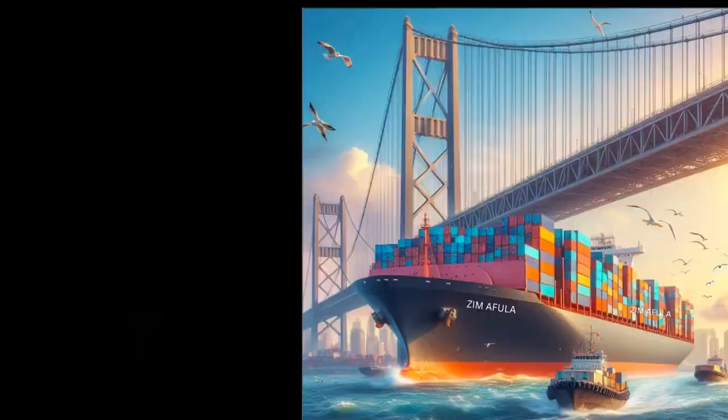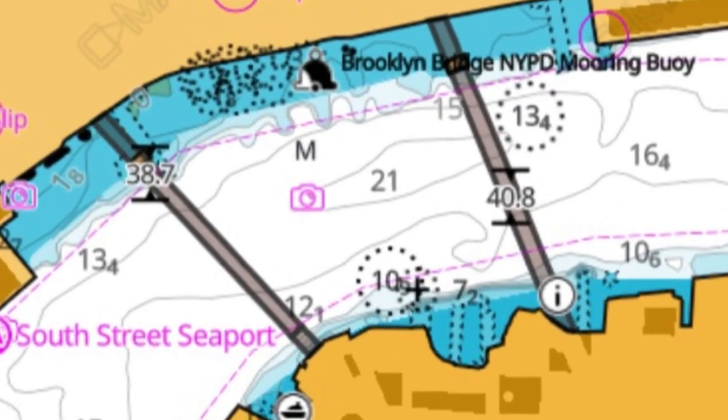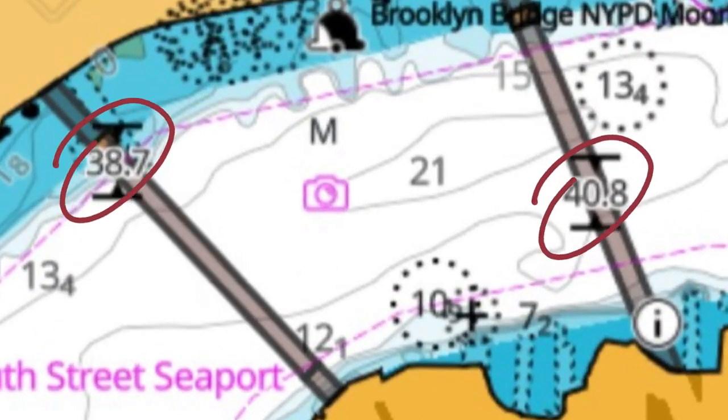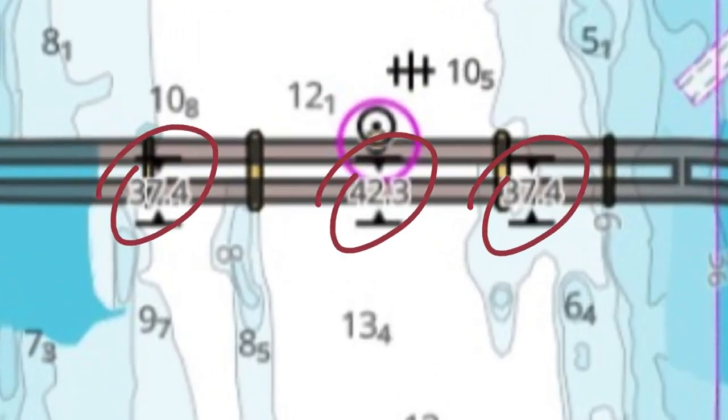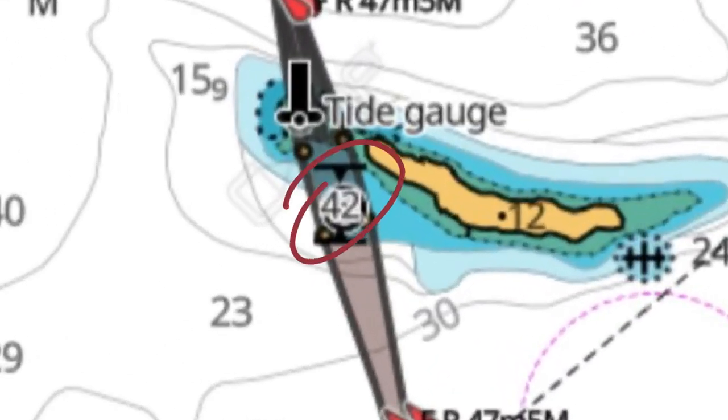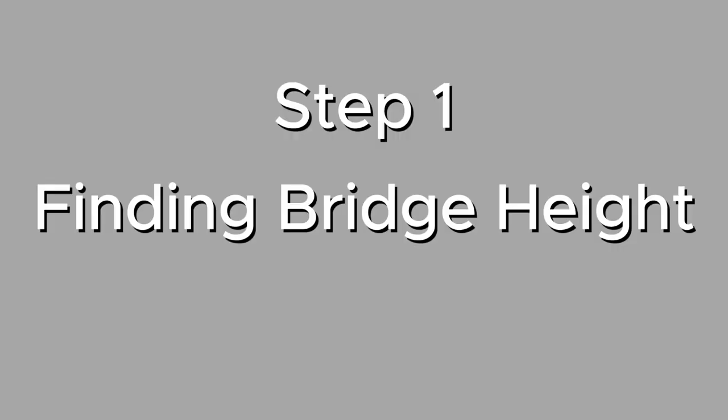Let's get started. Bridge height is marked on nautical charts, both paper and electronic. Heights are given in meters or feet. The unit of heights is shown in the chart title block. On electronic chart display, the unit of heights is meters.